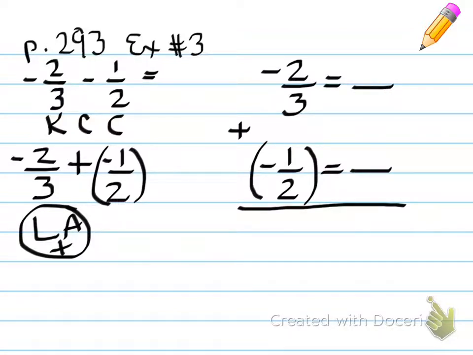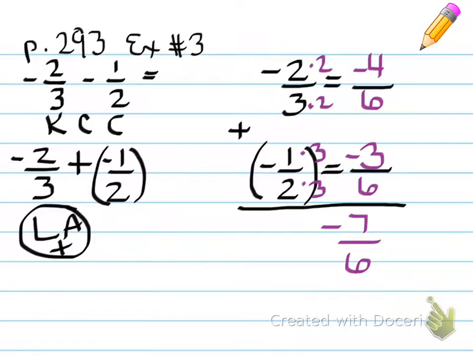Again, I don't think it's too difficult for you guys to realize here that the common denominator is 6. Okay, we're going to go ahead and work through the math on that, and that would be a negative 4. Obviously, we're going to multiply by 3 here, and that's going to be a negative 3. Like signs, we are going to add. So I've got negative 7 over 6.